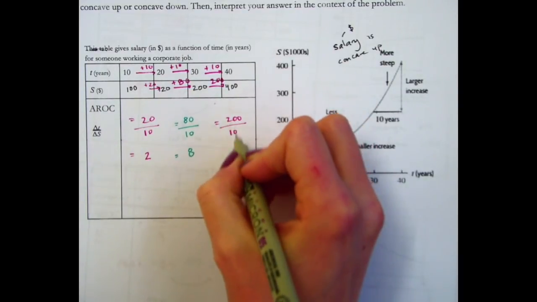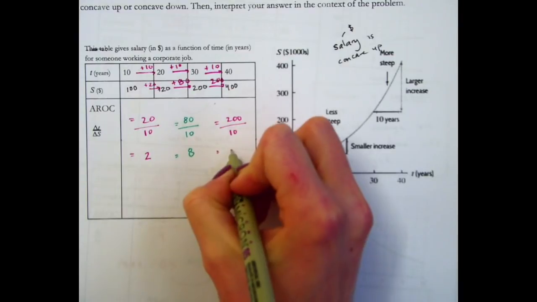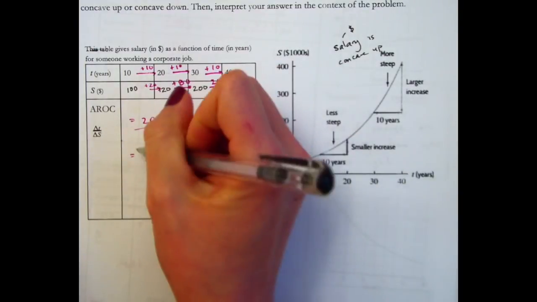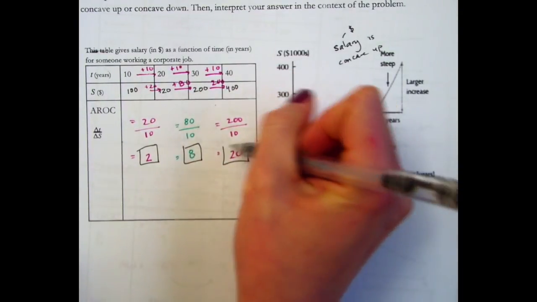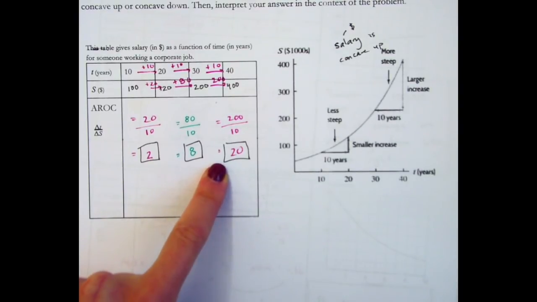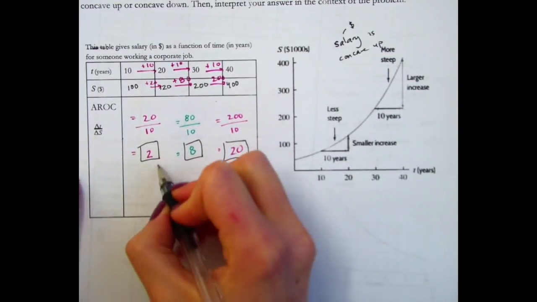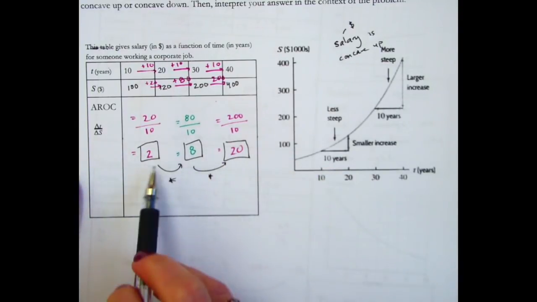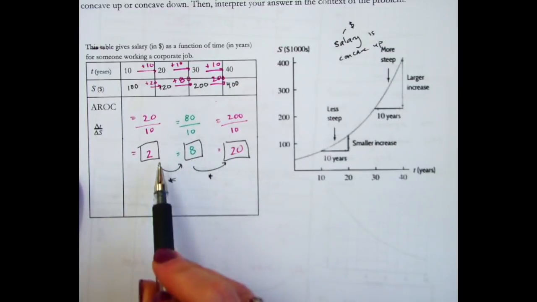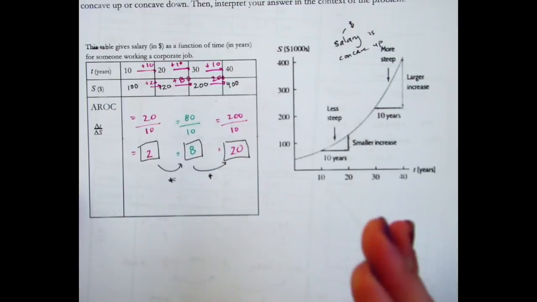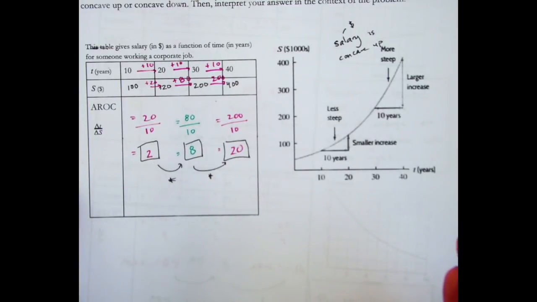Okay, so is it concave up or concave down? From left to right, are the rates increasing or decreasing? From left to right, the rates are definitely increasing, meaning my pay is increasing at a faster rate as I work for the company longer and longer. So not only am I making more money, but I'm actually making more money in less time. My pay is being increased more rapidly the longer that I work for the company.